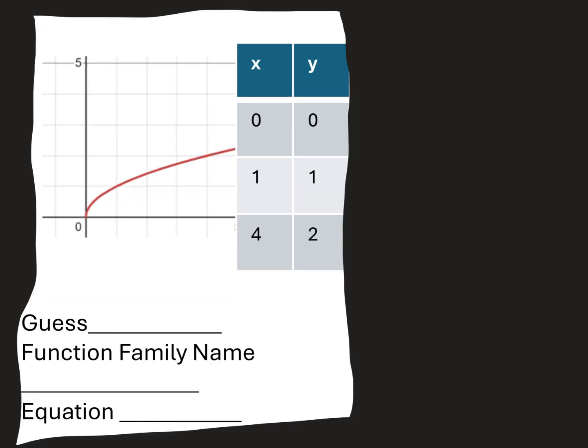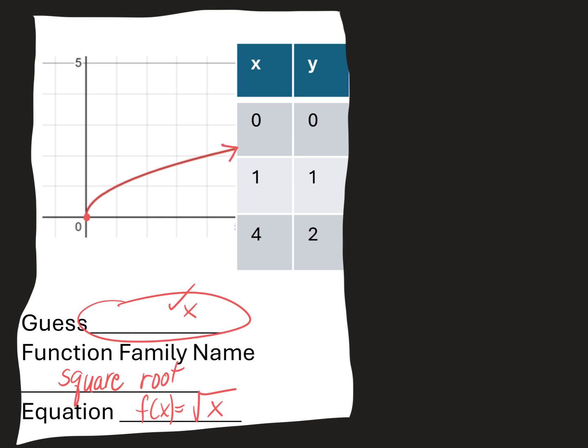The last one, and check or X your guess. It's okay no matter if you got it correct or not, just make sure you check it or X it. And then we're going to call this one by its name, which is a square root function. The equation is f of x equals the square root of x, and it actually does stop here and keeps going here. So 0, 0, 1, 1, 4, 2 are the 3 ordered pairs we're going to use to graph a square root function.